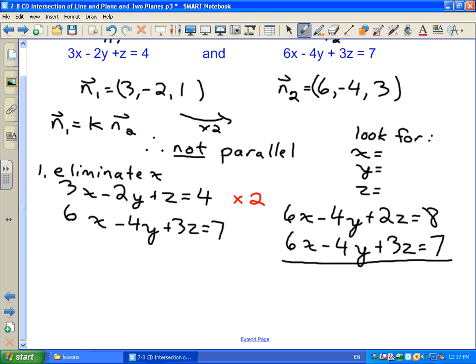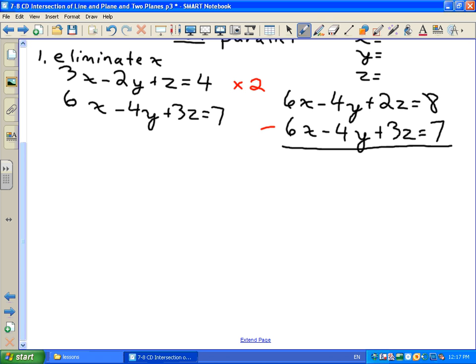Okay. And we are going to subtract our two equations here. So we do this, and we get x's go away, y's go away, z equals 1. Sorry, negative 1. What have I done to get 1? Thank you. Negative z equals 1, so z equals negative 1. Okay.